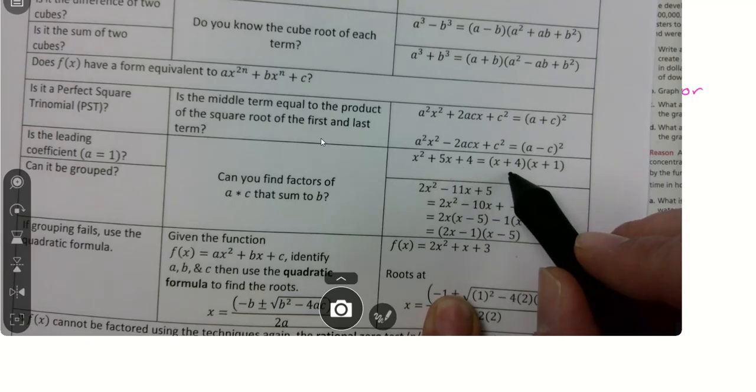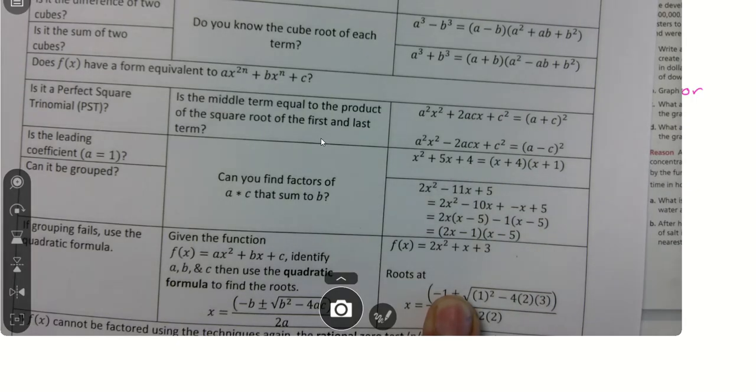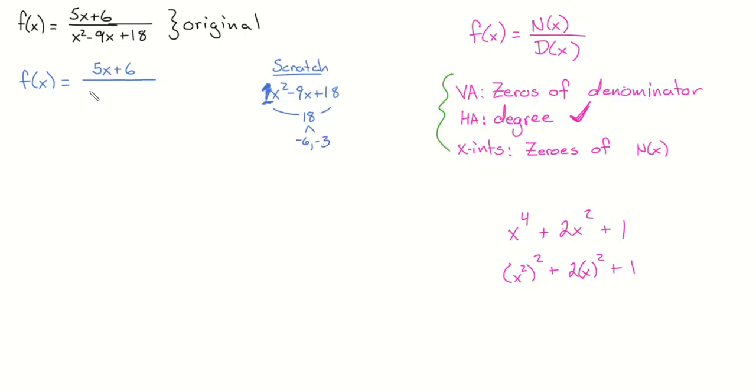4 and 1 were our magic numbers here, right? If it's a 1, how does this factor then? So here's my example there. I'm going to come back here. X and one of those magic numbers, negative 6. And the other one is X, negative 3.